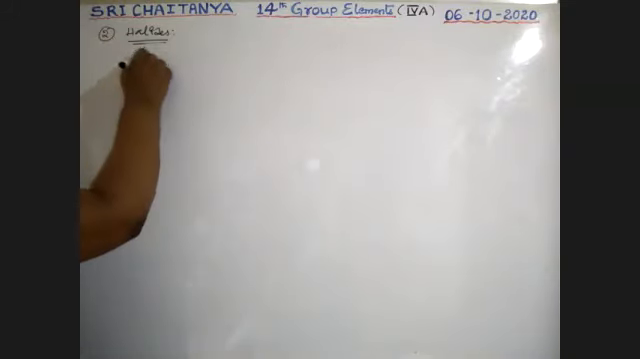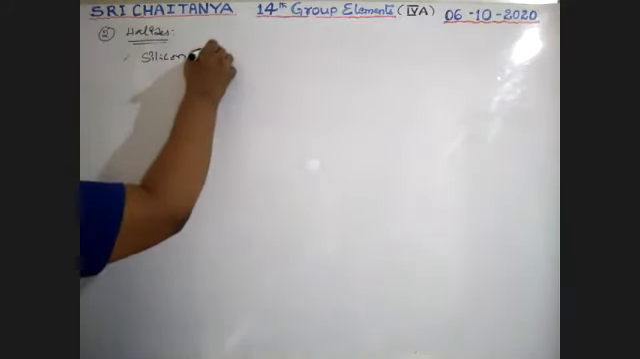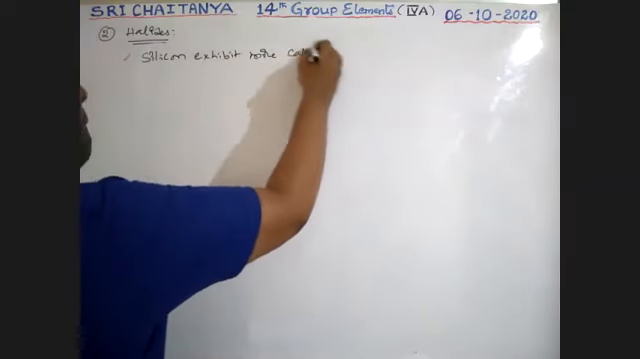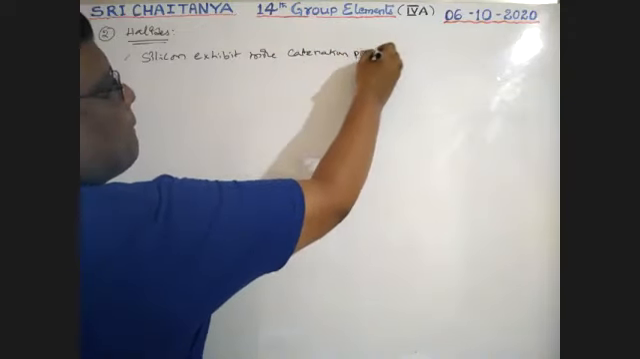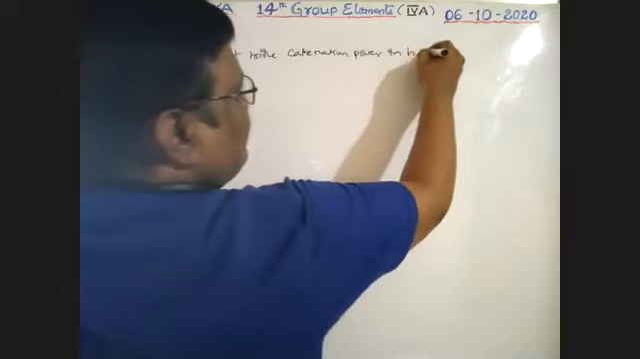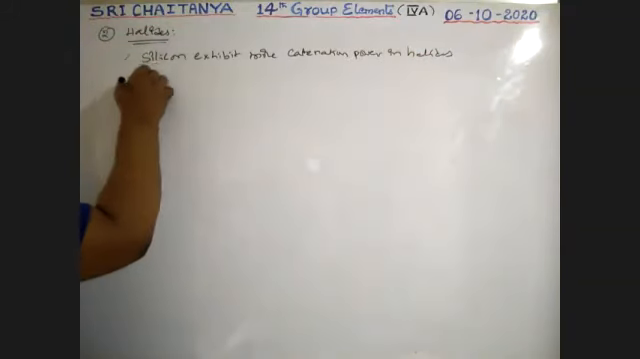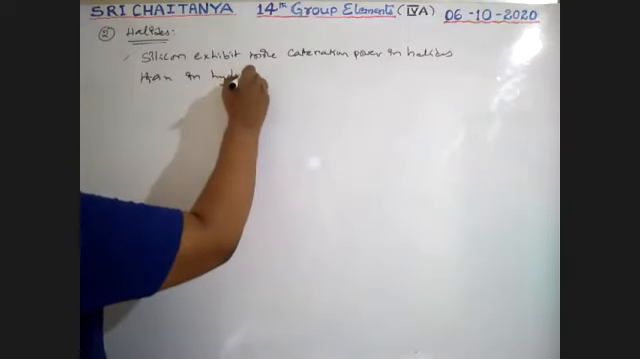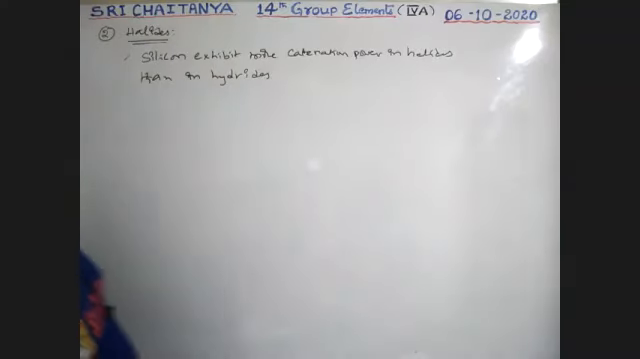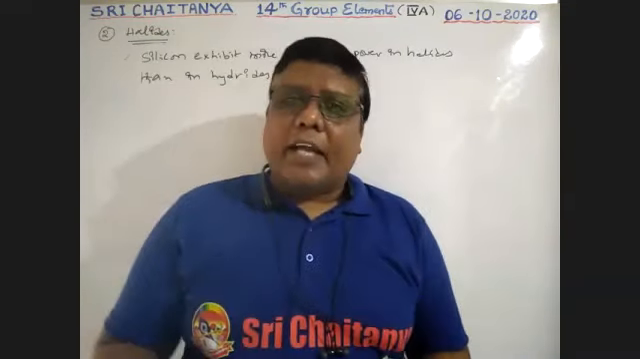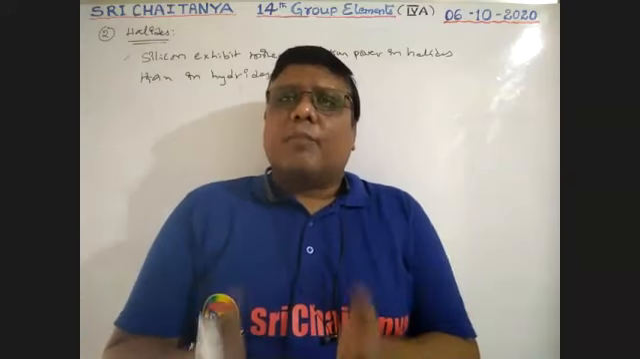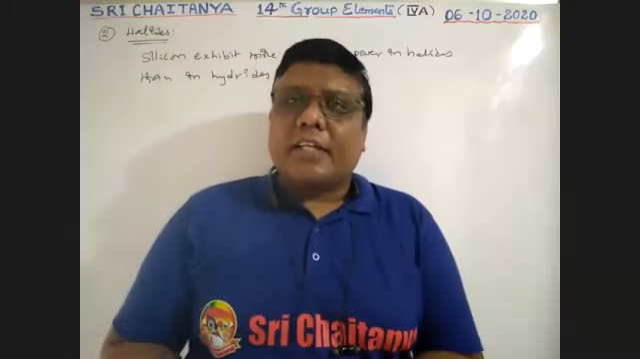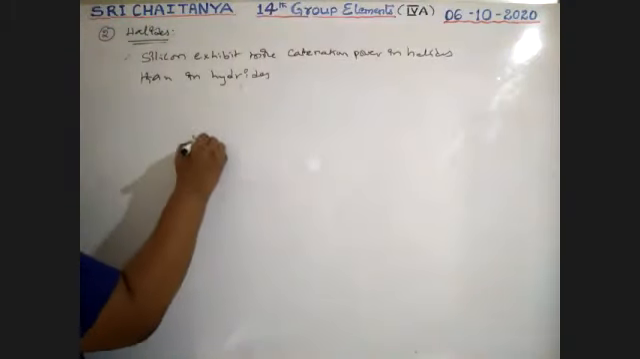Silicon exhibits more catenation power in halides than in hydrides. Catenation means self-linkage of similar atoms. In halogen compounds, silicon gives more catenation power, but very little in the case of hydrides. Why, sir? See here, I am taking silicon with fluorides.